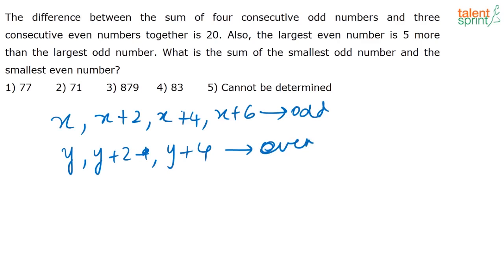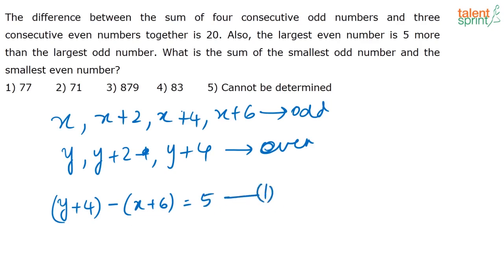Now what is given in the question? The difference between these two sums is 20, or what can we say? We can say that the largest even number is 5 more than the largest odd number, or what does that mean? Largest even number is y plus 4, correct? So y plus 4 minus x plus 6, that is equal to 5. So this is one equation that we have.